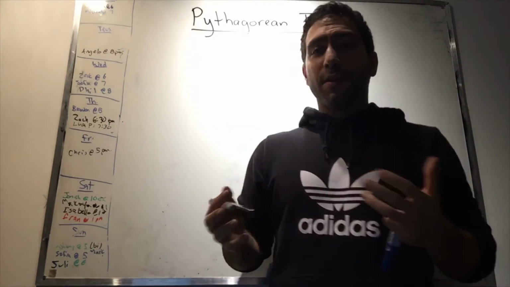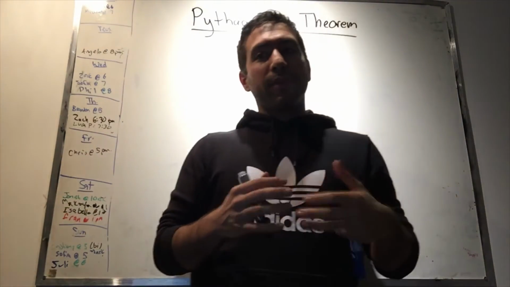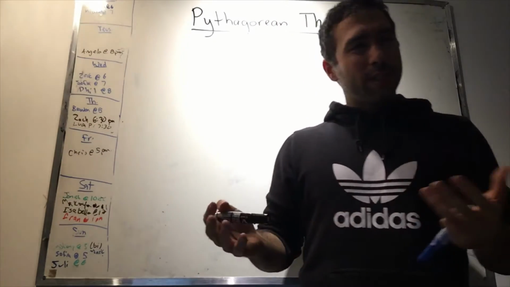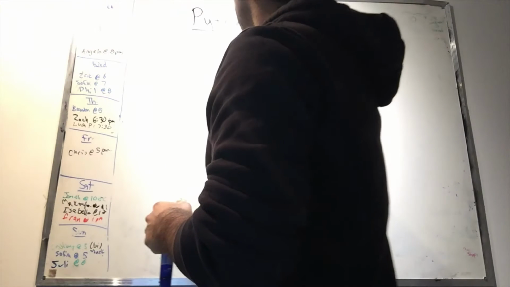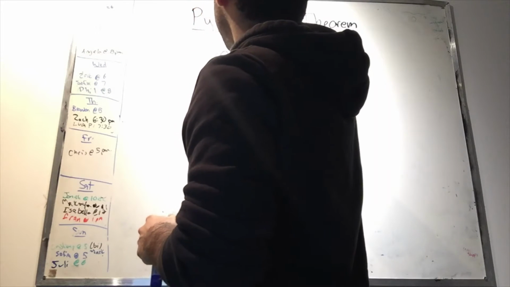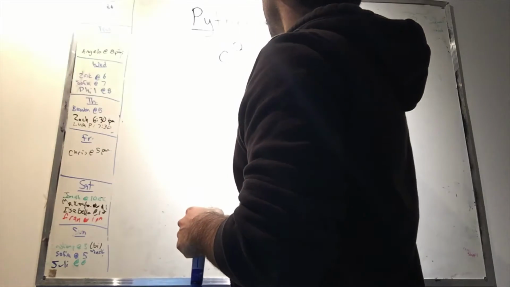So what Pythagorean theorem tells us is that the sum of the square of the legs is equal to the square of the hypotenuse. What does that mean? So all that to say, it follows from this fancy formula. C squared equals A squared plus B squared.